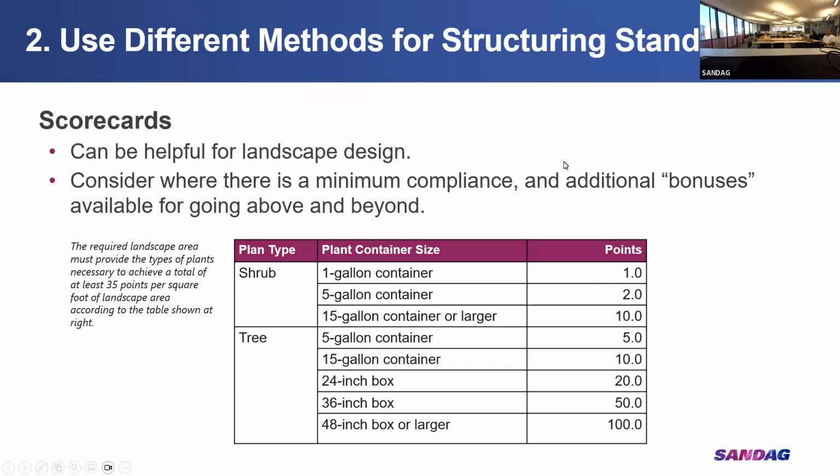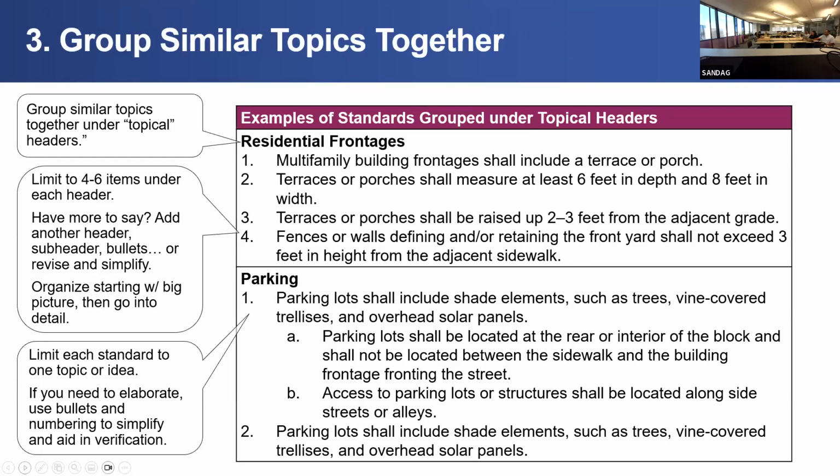Scorecards are very similar to the list that we just shared, but this is helpful if we are talking about things that can also be measured, such as landscape materials, where you want to get a minimum quality and maturity or size of landscaping. And allowing some mixing and matching with a minimum point value. And then sometimes you can also give some additional credit for going above and beyond.